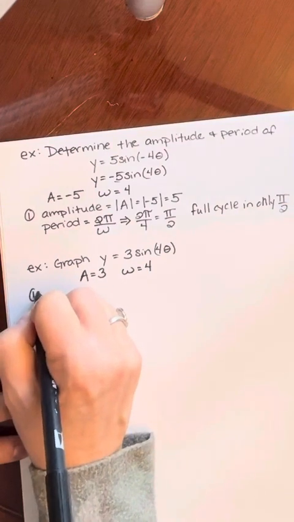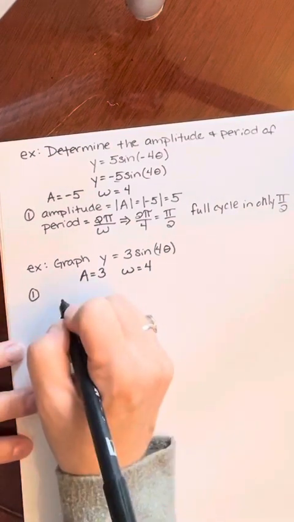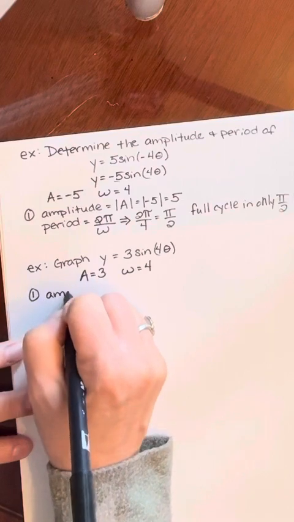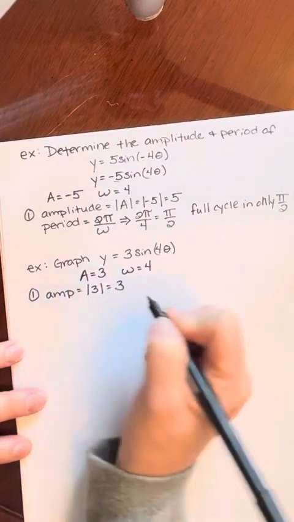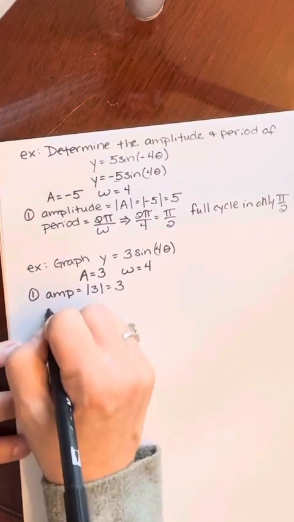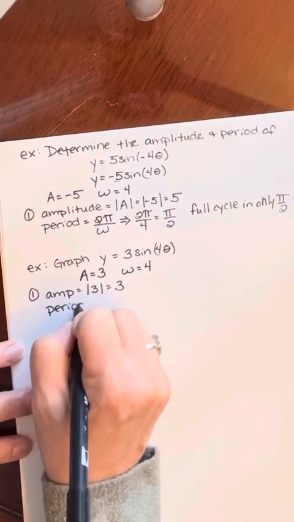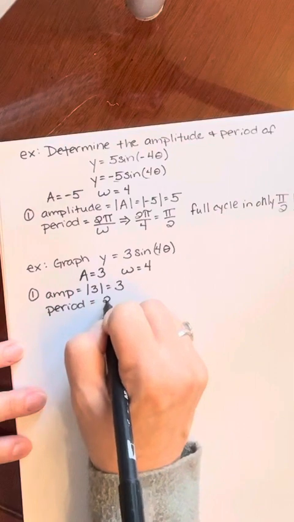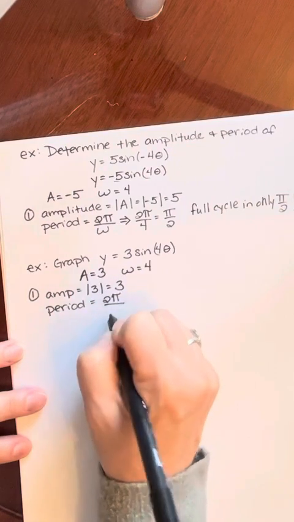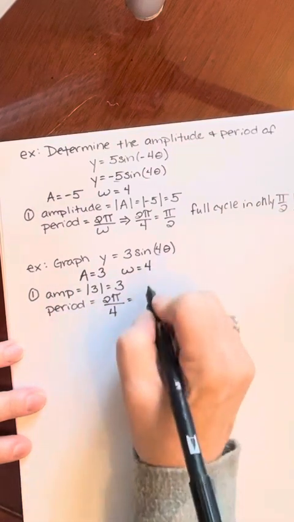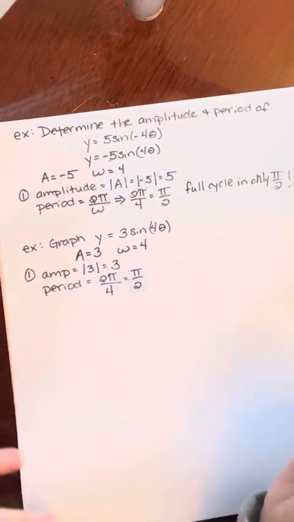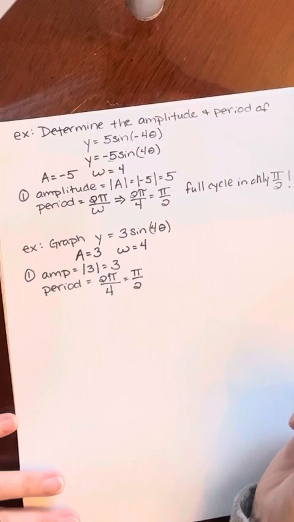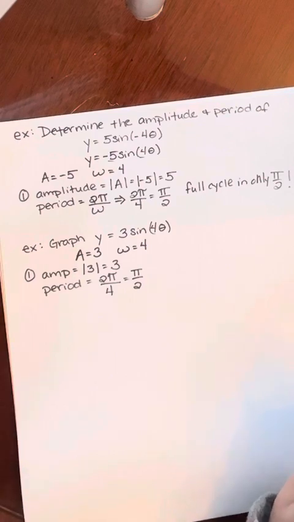So step 1, let's find the amplitude. So the amplitude equals the absolute value of 3, which is just 3, and the period equals 2 pi over omega. So this is just like example 1. So we have a period of pi over 2. All right, that's step 1.